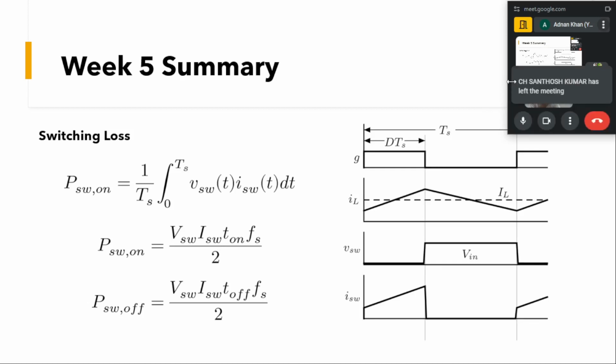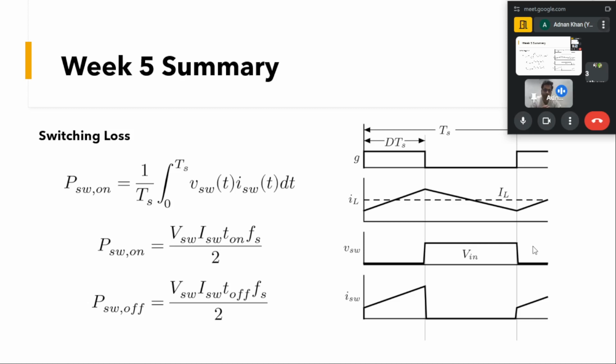Now coming towards what we should take as the VSW and ISW here. Let us say for the buck converter, during the turn on time DTS, our device is turned on, and current flows through the switch, and it is equal to the IL current in this interval. And after that, when the switch turns on, there will be a voltage that will come across the device, the blocking voltage, and it is equal to the V in.